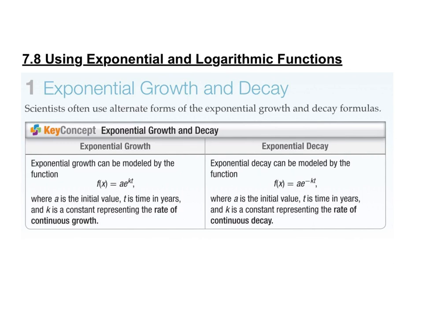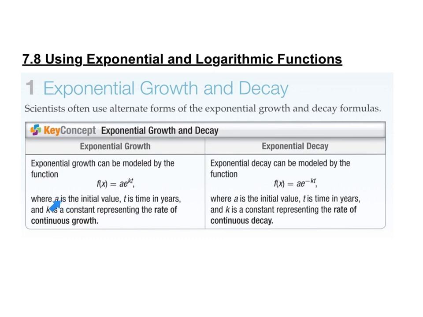So the first ones that we're going to look at, and if I were you, I'd take a screenshot of this box here. We're looking at exponential growth and decay. The equations are basically the same, okay? F of x or y equals a times e to the kt if it's growth. If it's decay, it's just negative.